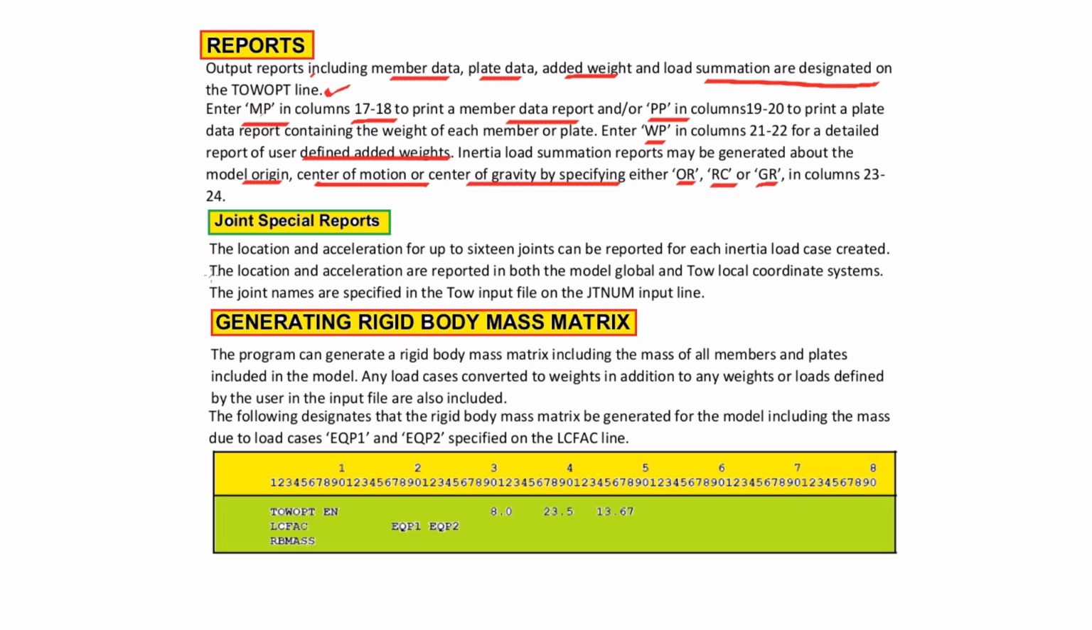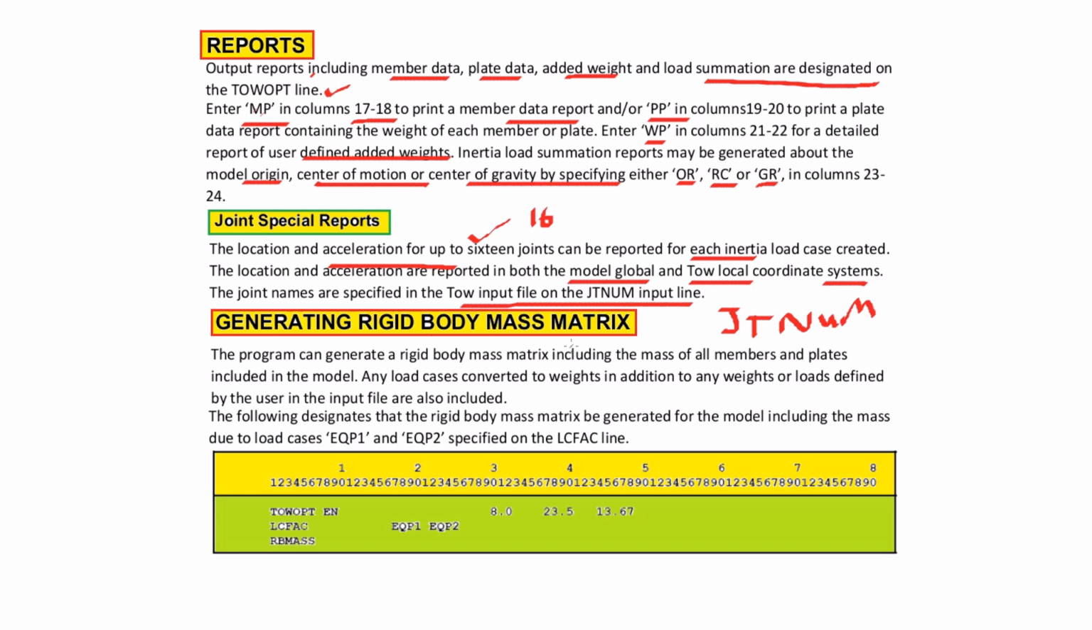Joint spatial reports. These are very special reports. The location and acceleration for up to 16 joints can be reported for each inertia load case created. The location and acceleration are reported in both the model global and tau local coordinate systems. The joint names are specified in the tau input file on the JT joint number input line.